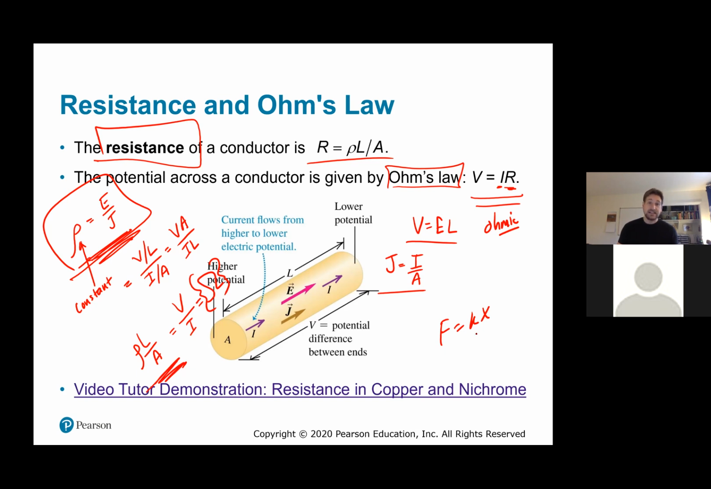Not every spring obeys Hooke's law, always, at all stretches. Not every conductor obeys Ohm's law at all voltages or currents. But there's a regime in which a spring does obey Hooke's law, and there's a regime in which a conductor obeys Ohm's law. The more a conductor obeys Ohm's law, the more ohmic it is, and the more of an ideal conductor it is.